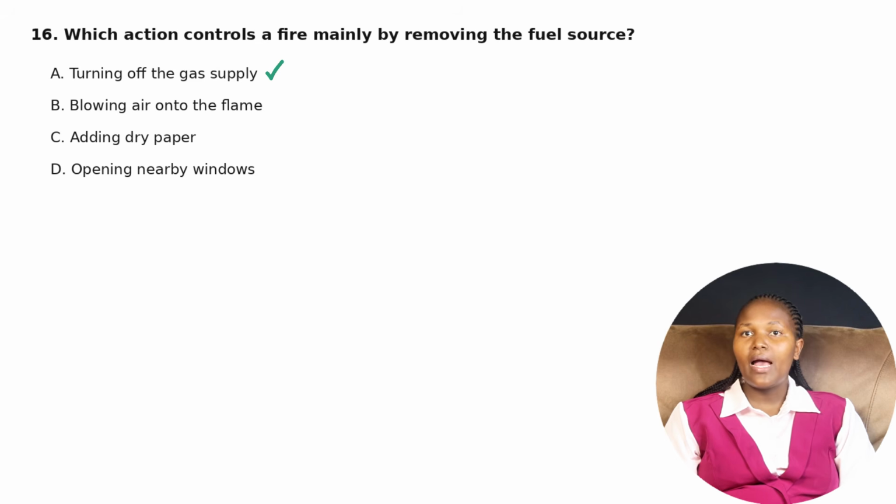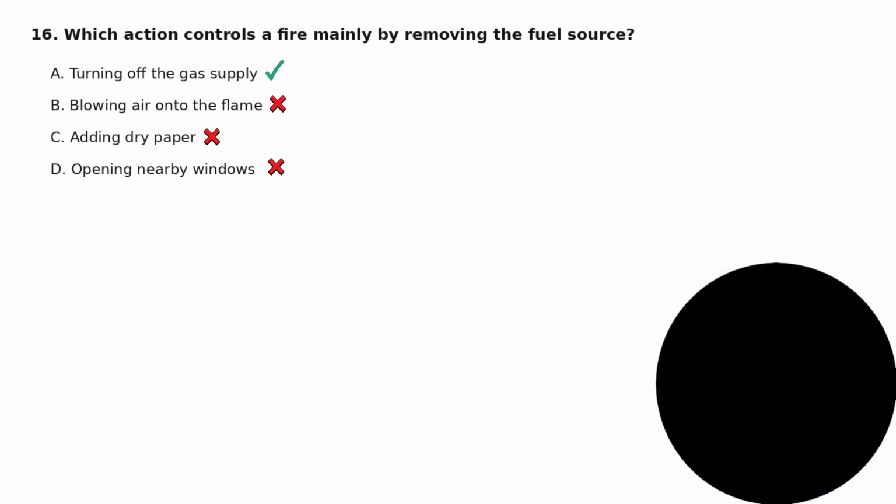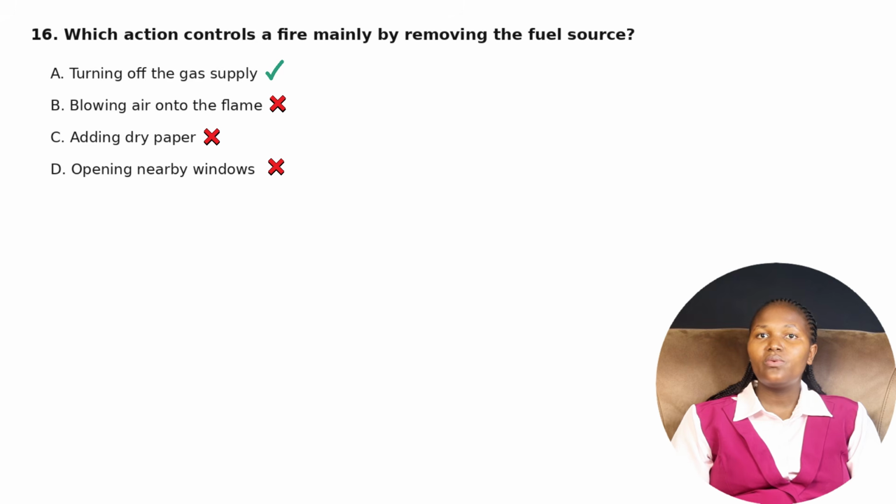However, blowing air on the flame adds oxygen and it may make the fire stronger. Adding paper supplies even more fuel. Also, opening windows can increase the amount of oxygen available. So fire control questions often test whether you understand the principle rather than merely memorizing equipment names. A fire can be stopped by cooling it, smothering it, or removing its fuel, depending on the situation. Let us now go to question number 17.